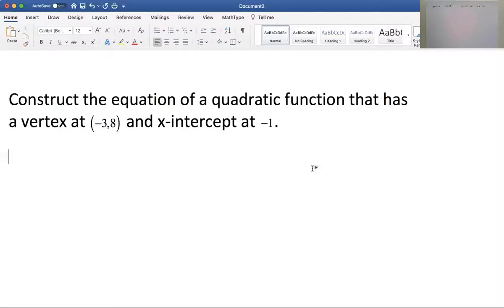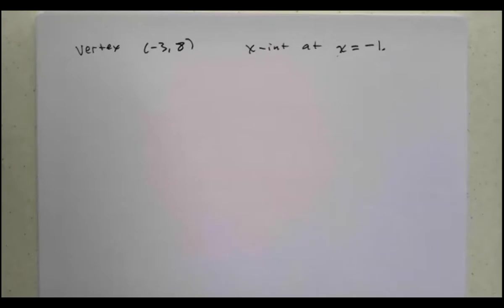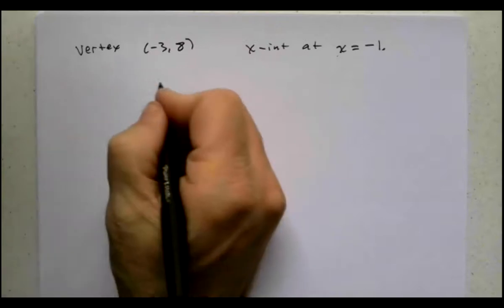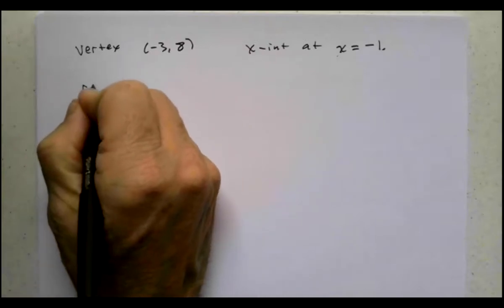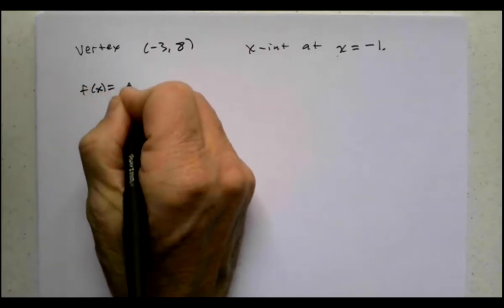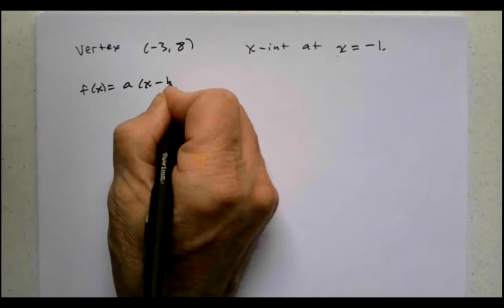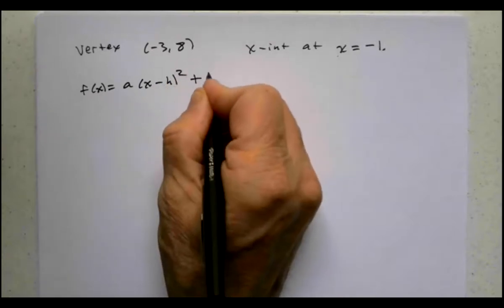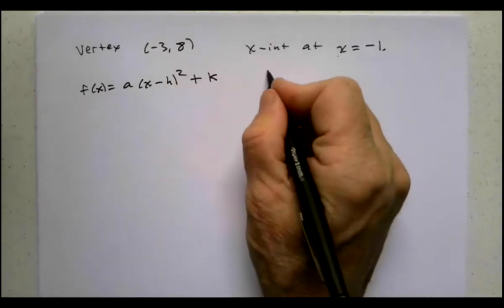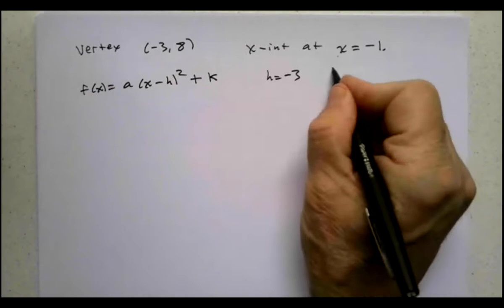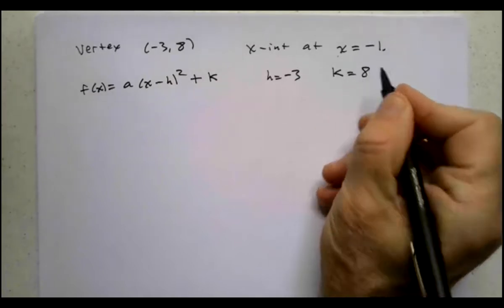So here's our question. Construct the equation of a quadratic function that has a vertex at (-3, 8) and an x-intercept at -1. So let's see what we have here. And let's remember our general form for a quadratic function is f(x) = a(x - h)^2 + k. Our h here is -3 and our k is 8.